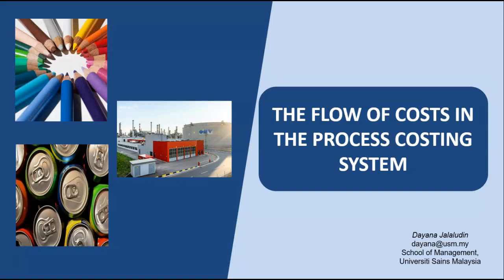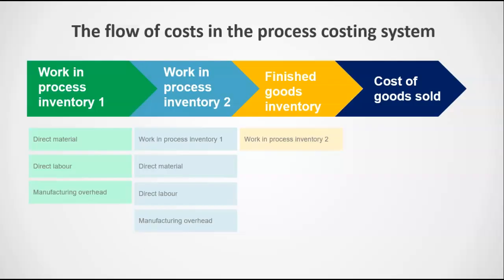In this video, I will explain to you the flow of cost in the process costing system. In the process costing system, costs, which include raw materials, labor and manufacturing overhead, are assigned to a few sequential processing departments. In this slide, we can see that there are two main processing departments. That's why we have two work in process inventory accounts.